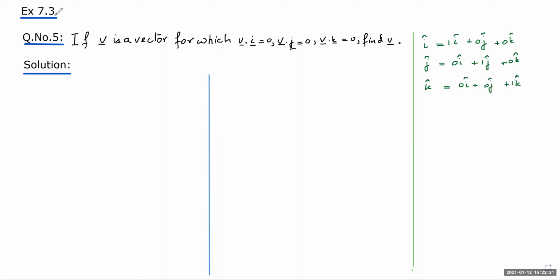Bismillahirrahmanirrahim. Exercise 7.3, question number 5. If V is a vector for which V dot I equals 0, V dot J equals 0, V dot K equals 0, find V.